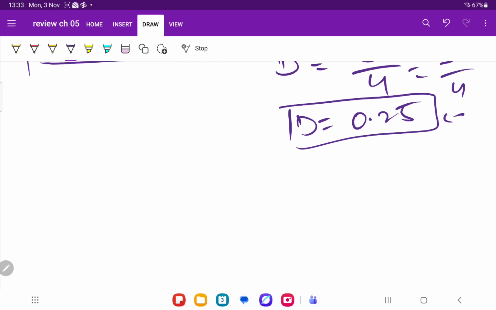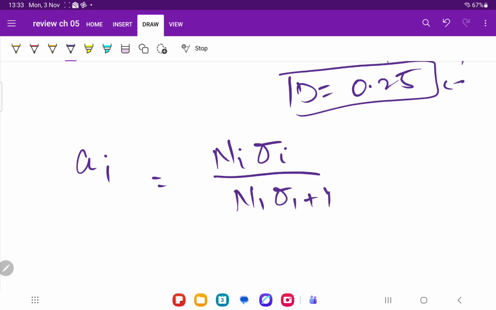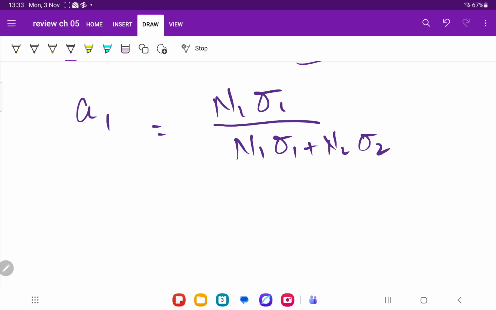So when the cost is the same, what is the allocation? Ai is equal to Ni sigma i over N1 sigma 1 plus N2 sigma 2, because we have two strata only. So let me mark here A1 and A2.